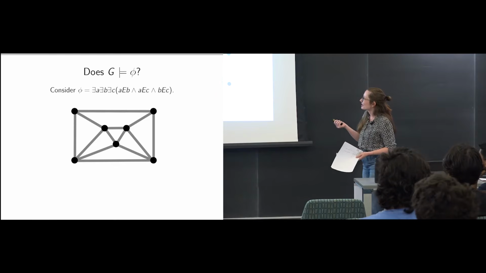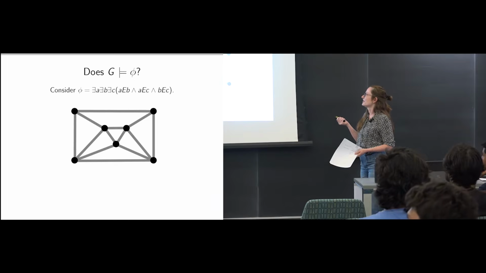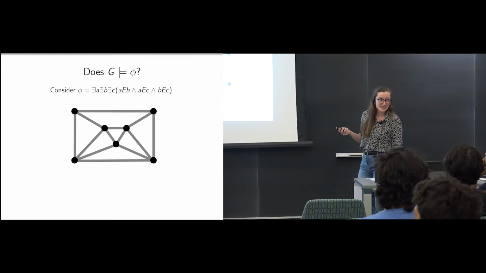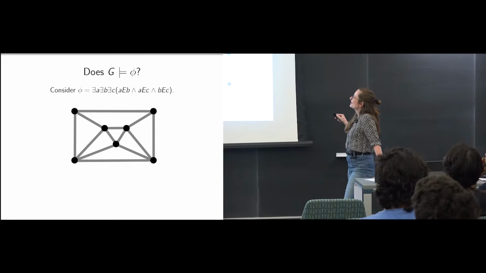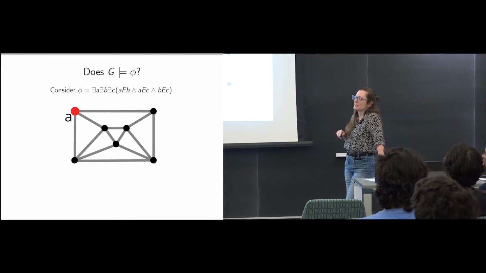Okay, so let's consider this example. This is the first-order sentence that says, my graph contains a triangle. There exist three vertices that are pairwise adjacent. So how can we test this? Well, the naive way is to iterate through all of the vertices and consider that vertex as A, iterate through all of the vertices and consider that vertex as B, and the same for C. And after you check all triples of vertices, you can tell whether or not there's a triangle.